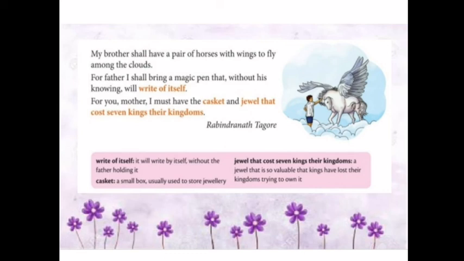Now we can listen to the new words which are given in the box below. Write of itself: it will write by itself without father holding it. As it is a magic pen, it will write on its own. Casket: a small box usually used to store jewelry. Jewel that cost seven kings their kingdoms: a jewel that is so valuable that kings have lost their kingdoms trying to own it.